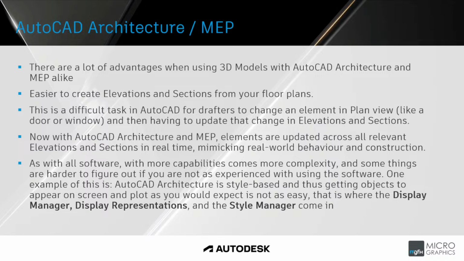There are a lot of advantages when using 3D models with AutoCAD Architecture and MEP alike. Easier to create elevations and sections from your floor plans. You simply click the symbol, drag it over the drawing, or place elevation markers to view elevations and sections similar to Revit. This is a difficult task in AutoCAD for drafters: to change an element in plan view, like a door or window, and then having to update that change in elevations and sections.